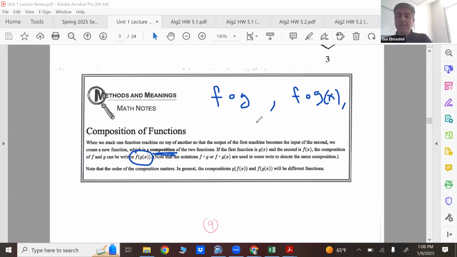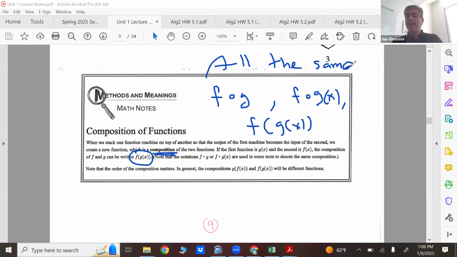Or sometimes written like this. And it looks like fog, I know. It's kind of weird. These are all the same. No, it's not a degree. It's just a little circle.